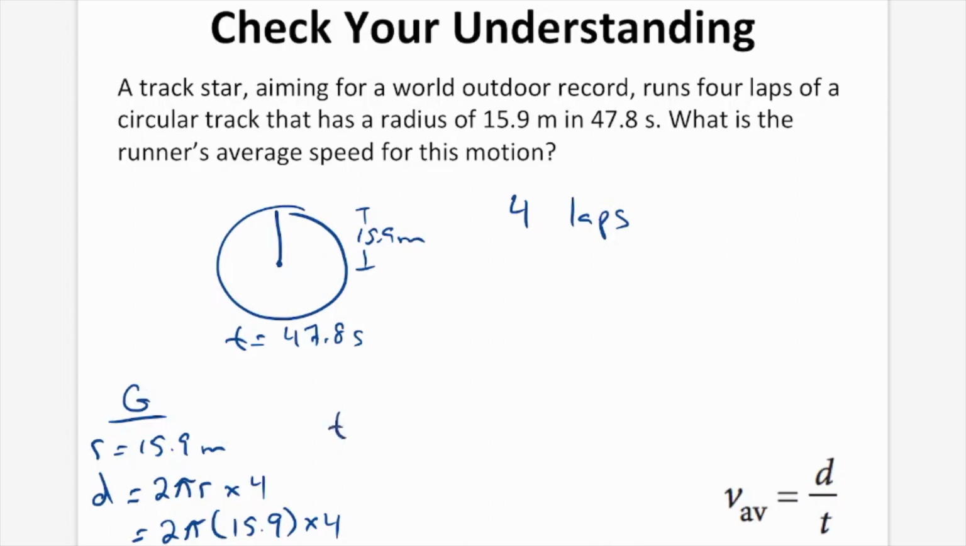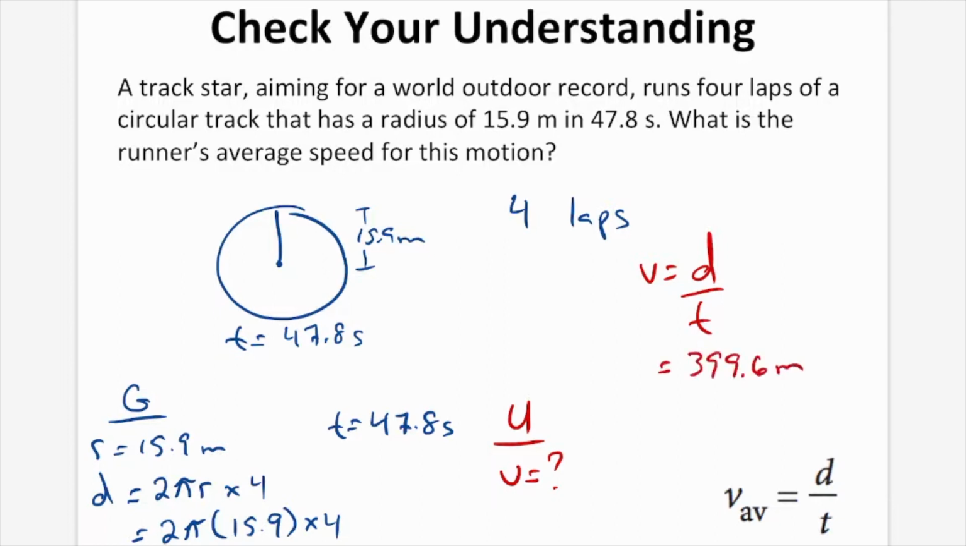Well, we have time. We're told time is 47.8 seconds. Now, what's our unknown? Our unknown is going to be our velocity. That's our question. So velocity is going to equal distance over time. We're told that the distance is 399.6 meters, and the total time is 47.8 seconds. And that's going to give us an answer of 8.36 meters per second.